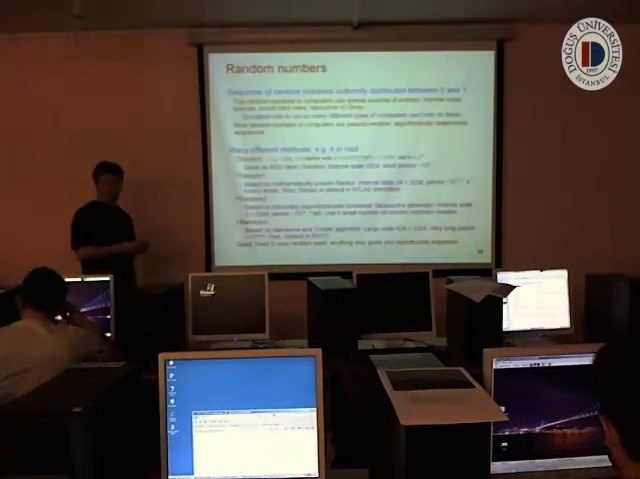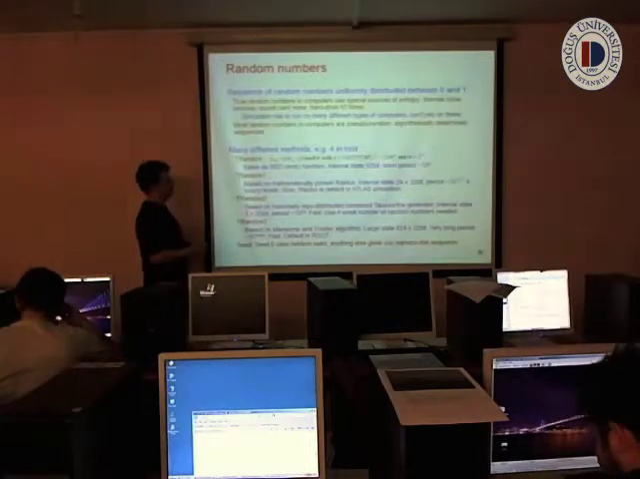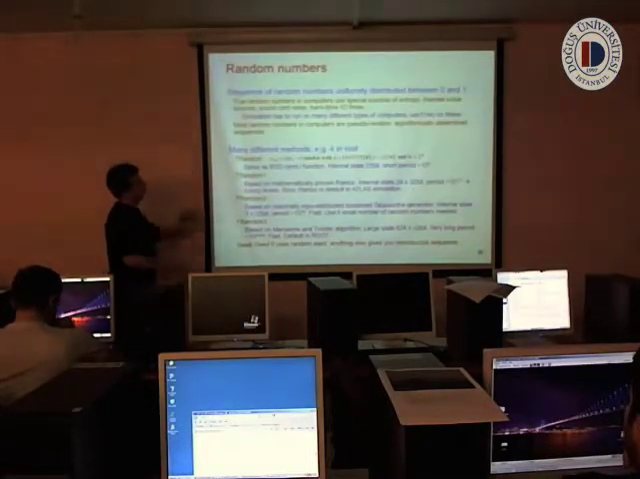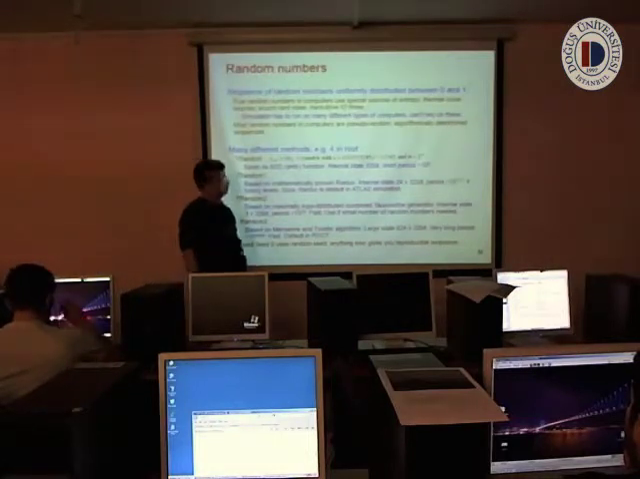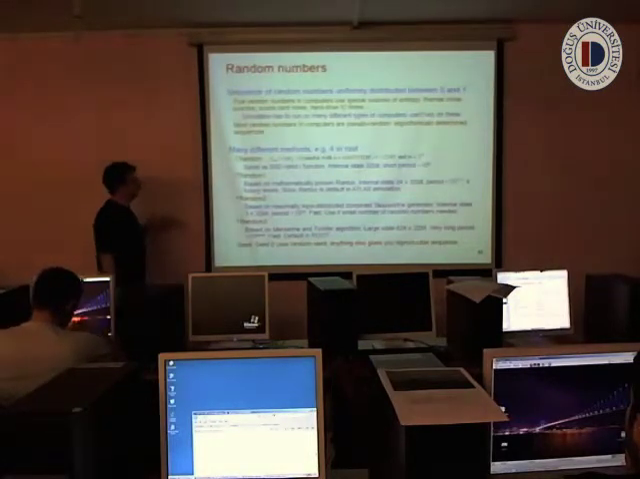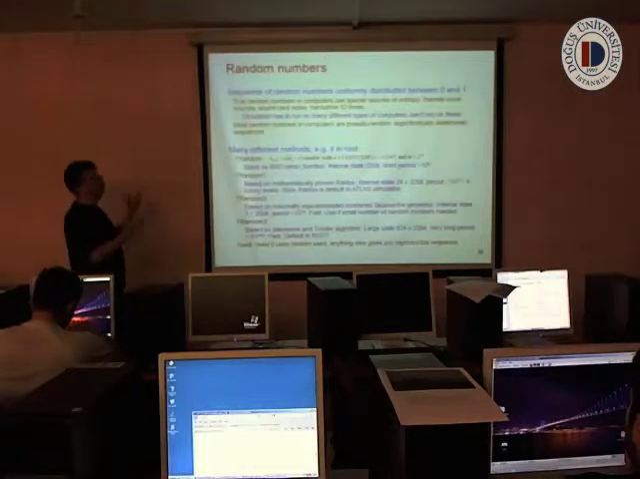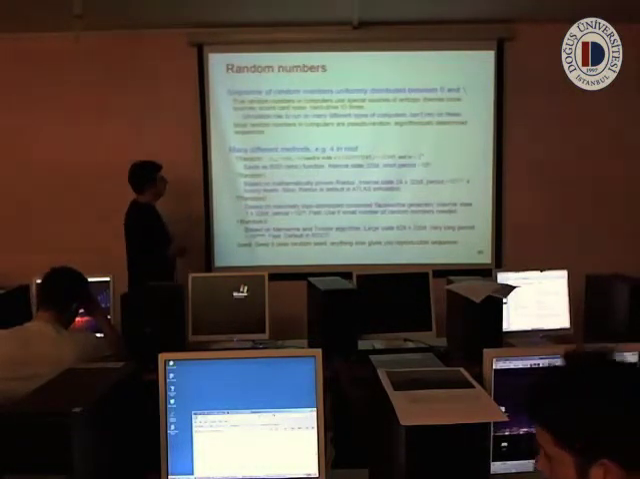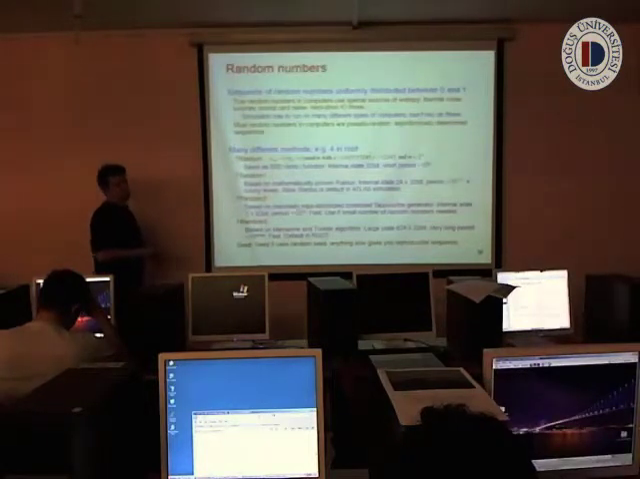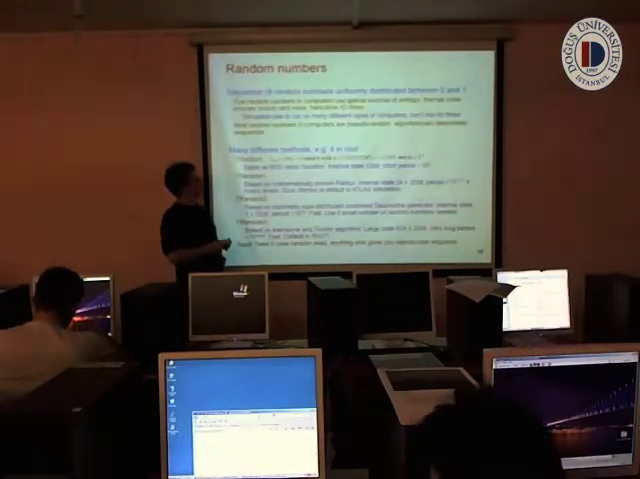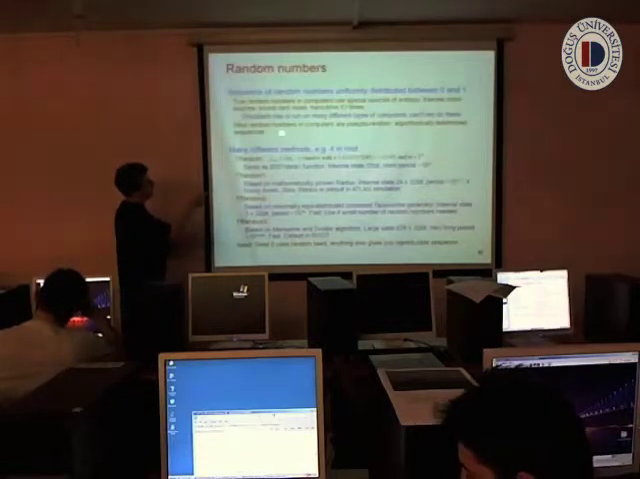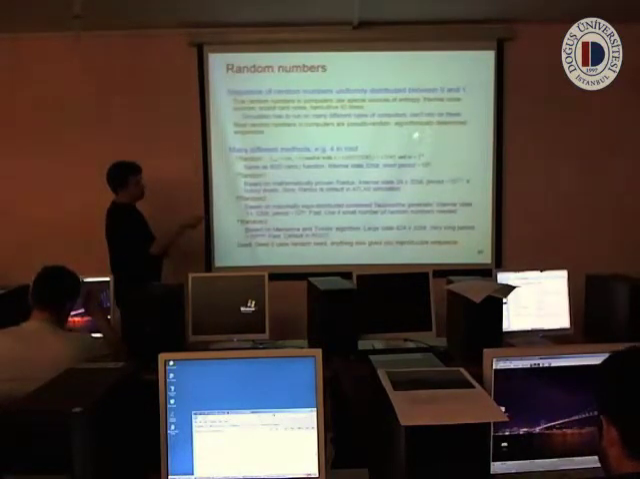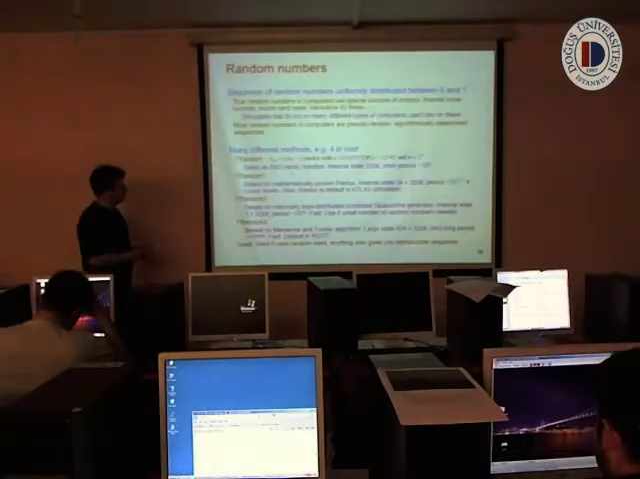And there are other types that you have to plug into your computer that also use thermal noise from external sources. But these are really expensive, and you cannot really write software that relies on that, because the computer where you send your jobs to might not have this hardware installed. So most often in computers you use pseudo-random numbers, which means algorithmically determined sequences.